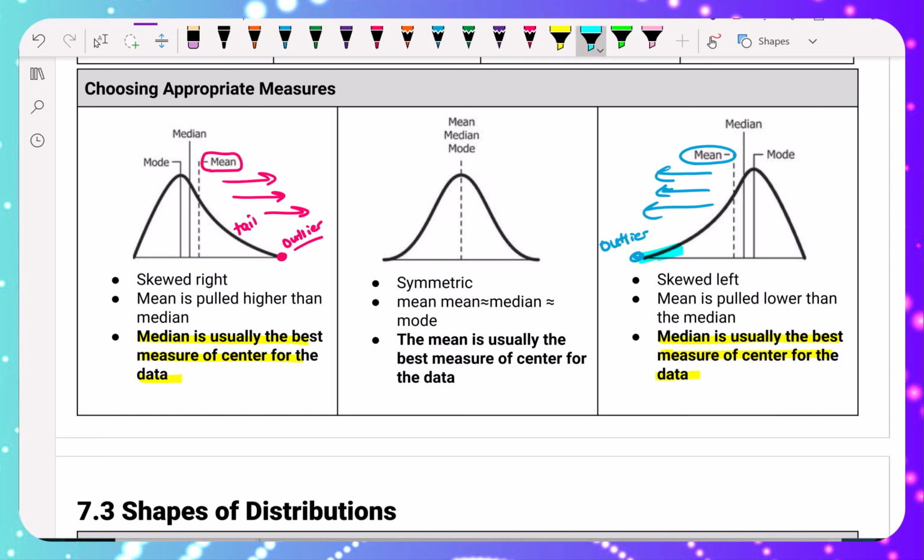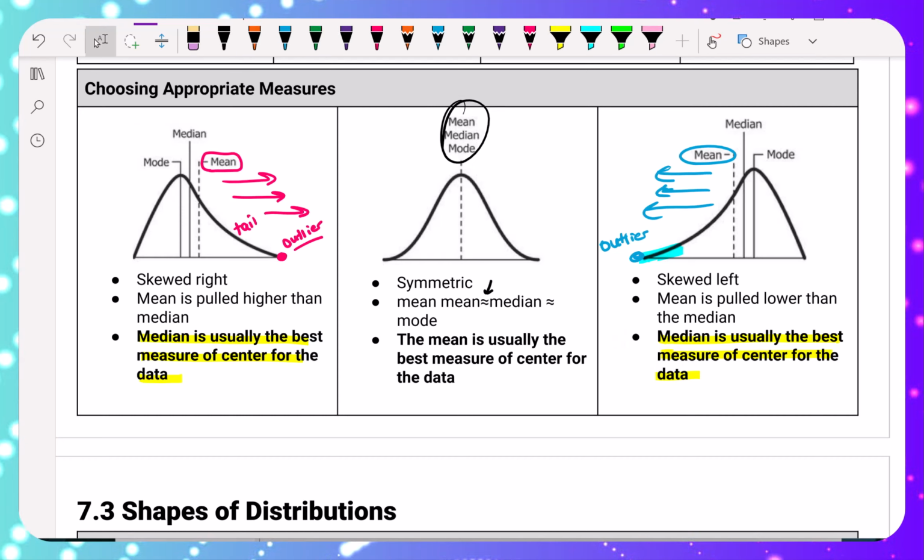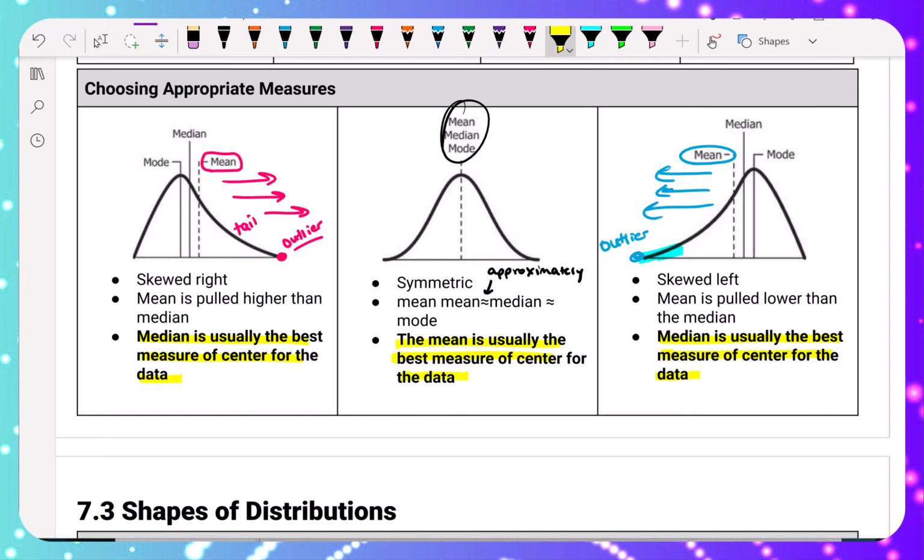Now let's look at symmetric data. So symmetric data will typically have a mean, median, and mode that are approximately the same values. They don't have to be exactly the same. That's why we use this symbol right here for approximately. And it's appropriate for you to use the mean in this case because it is not affected.